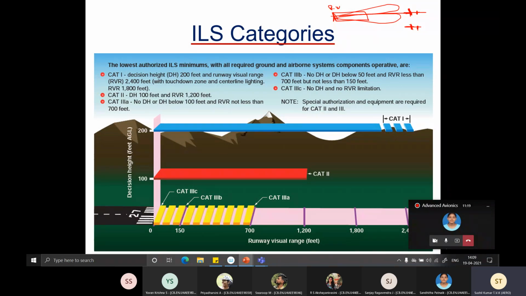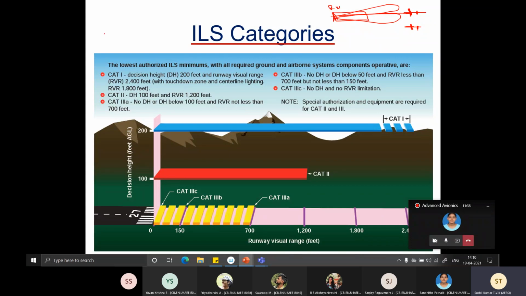So in earlier days, the pilot used to look at the localizer instrument and then keep aligning the aircraft. So we are trying to automate the whole process. So this is the azimuth plane.